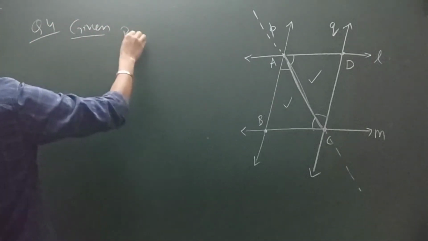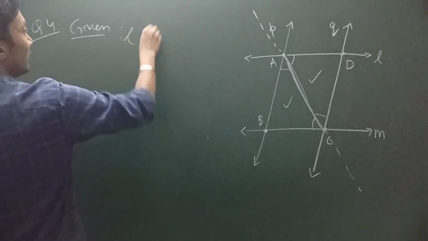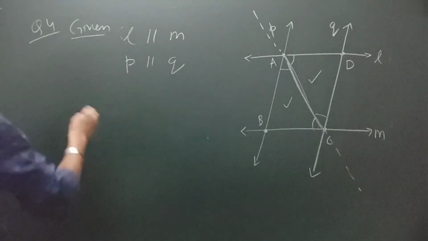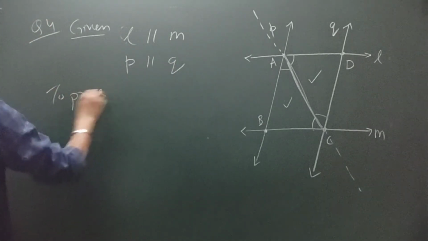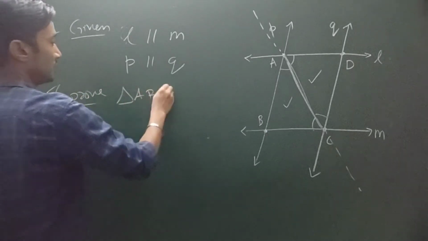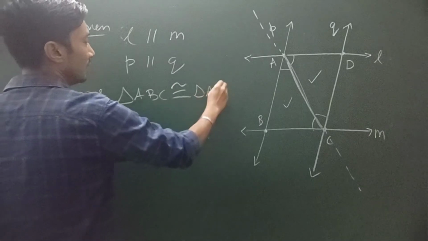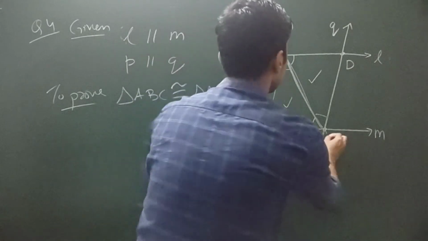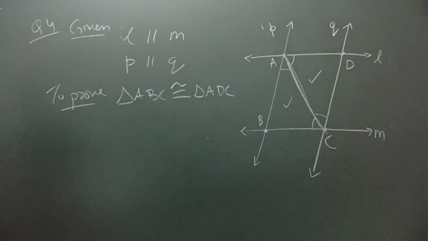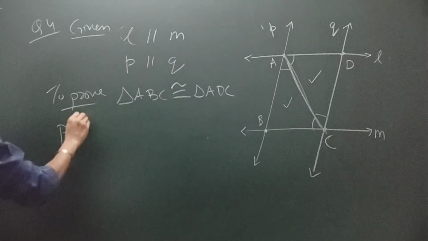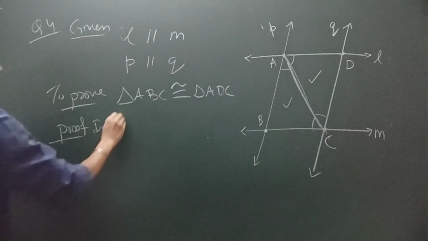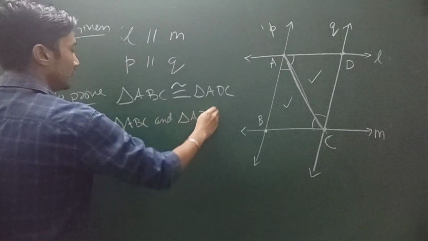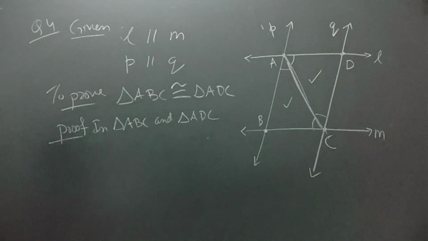Given: L parallel to M, P parallel to Q. Actually, it's not needed. One is needed, but anyway. To prove: triangle ABC congruent to triangle ADC. Okay, I'm just going to rub this part. This is not needed. So, proof. We'll just go for the proof directly. In triangle ABC and triangle ADC.